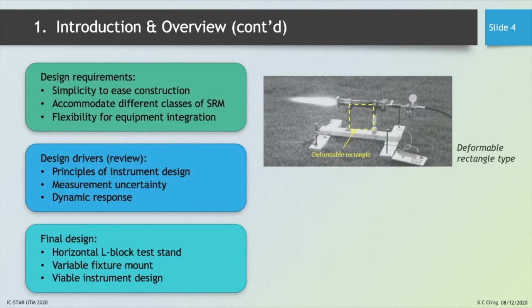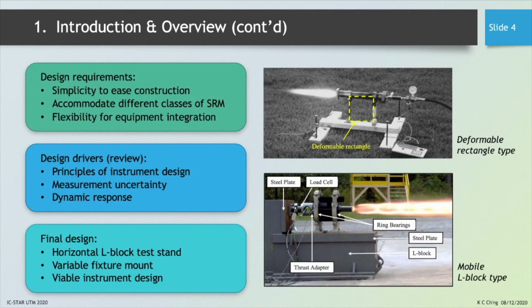First is the simplicity of construction. Next is to be able to accommodate different classes of solid rocket motor. Last is the flexibility for equipment integration, where different instrumentation can be exchanged. After reviewing different types of test structure, as seen on the right, which are the deformable rectangle type and the mobile L-block type, a few design drivers are listed, which include the principles of instrument design, measurement uncertainty, and the dynamic response of the test structure.